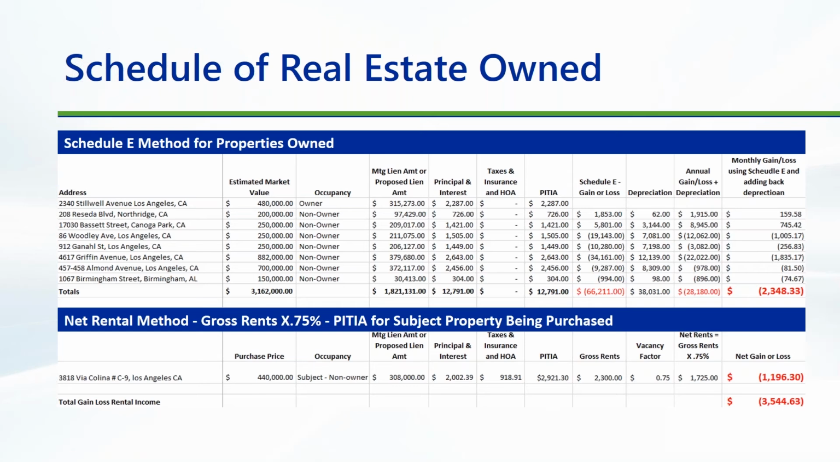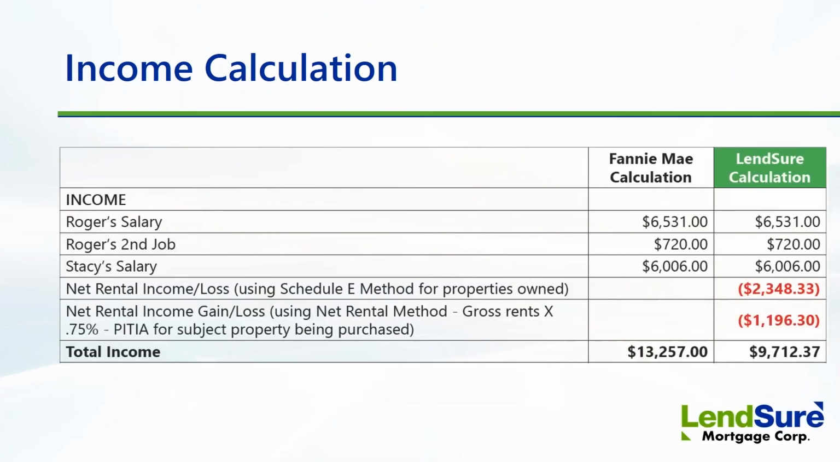This guy was buying a new property, and it too was going to be a non-owner transaction. So we used the net rental method to calculate the gain or loss from that property. As you can see, it is going to be a $1,196 loss based on the details of the loan. So you add those two together, and basically these folks have a loss on their rental portfolio of $3,544 per month. Next slide.